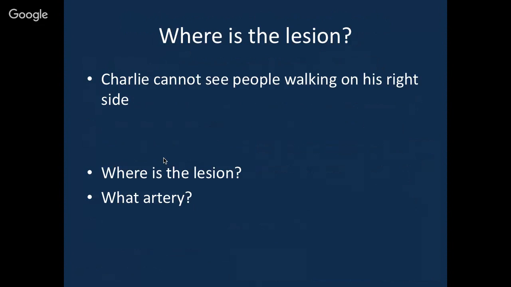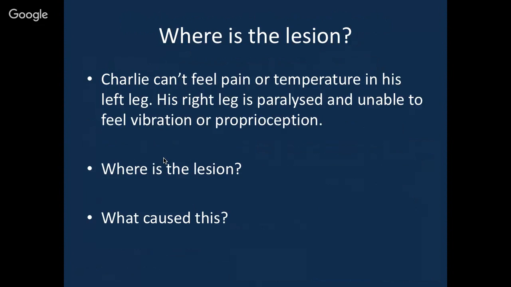Charlie can't see people walking on his right side. What's this lesion called? No, that would be on his right eye, not his right side. Big distinction. Yep, cortex, great. It's a homonymous hemianopia, so occipital lobe. And obviously if it's his right side, it's the left occipital.